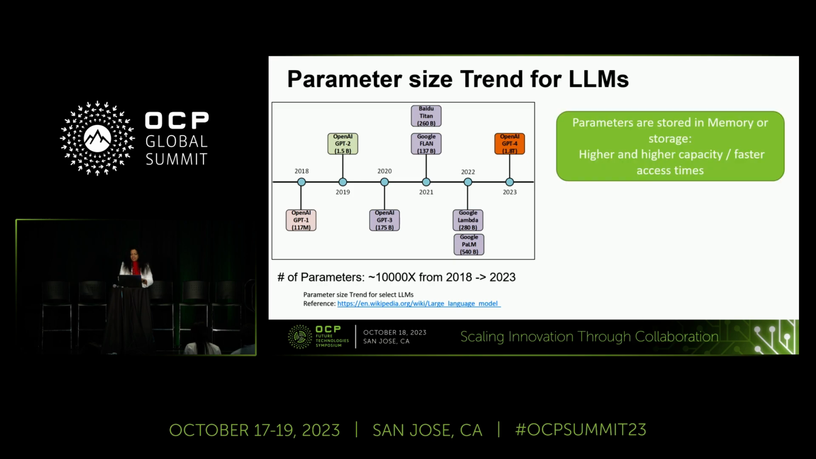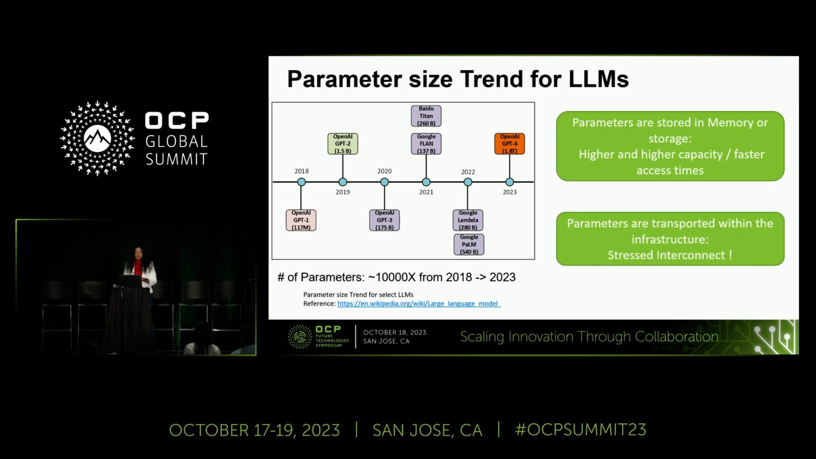So what are the challenges here? These parameters need to be stored in memory and storage, so we need higher and higher capacities. We need to access these at much faster rates. The parameters also need to be transported to and fro from the memory to the compute and vice versa. And this implies a stressed interconnect, or a challenge for us to come up with more innovative interconnect architectures.